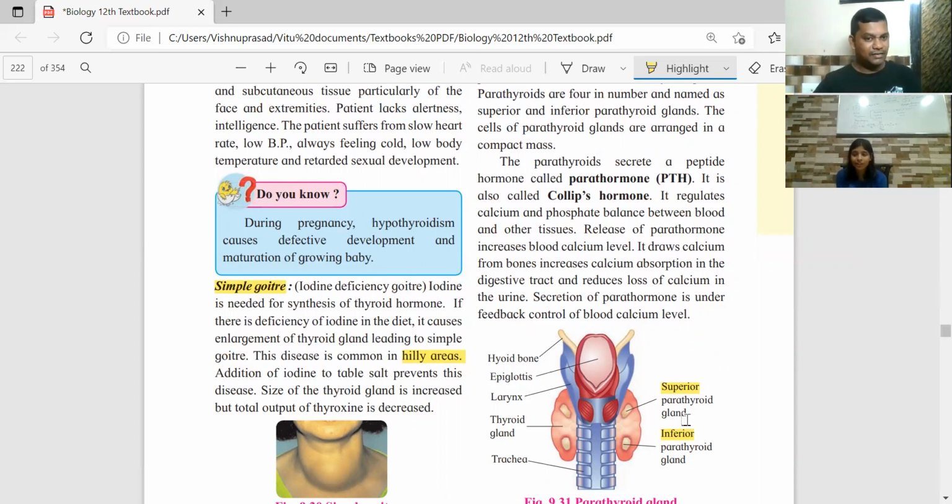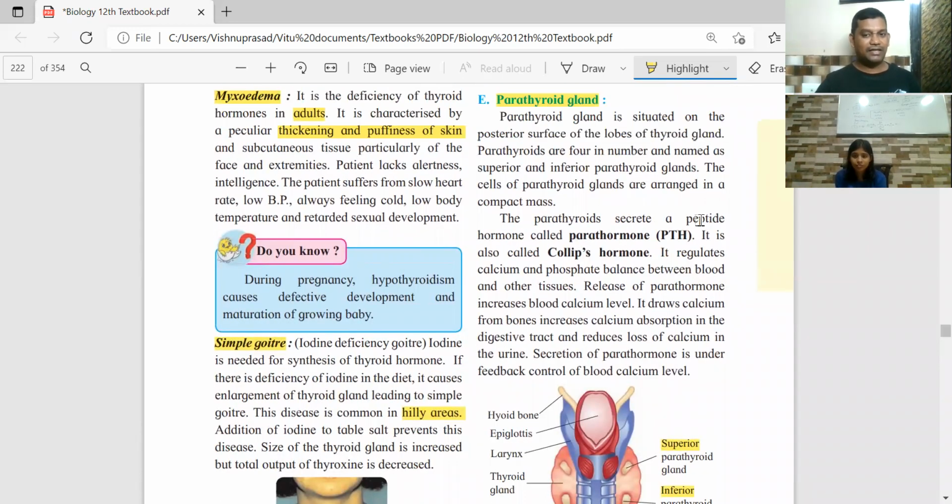So the cells of the parathyroid secrete a single hormone. It's a peptide hormone. The hormone produced by it is called parathormone, simply PTH. It is also called Collip's hormone. Why Collip's? It was associated with the name of a person. Only one hormone is produced by the parathyroid.